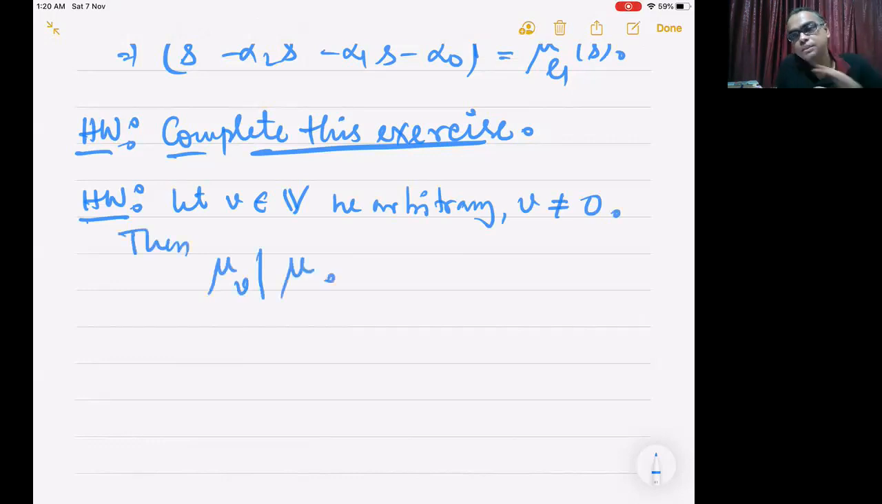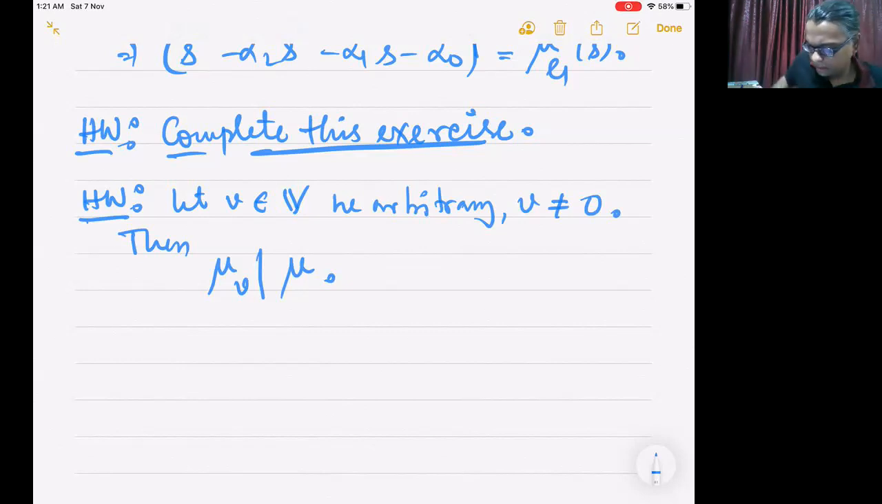So if you look at this mu, suppose we know this mu, then for all the vectors that we have in the vector space, if I try and find out their minimal polynomials, I mean minimal polynomials with respect to those vectors, then I have only finitely many possibilities. Why? Because this mu_v must actually be a factor of mu. And how many factors are there? Only finitely many factors of mu are there.